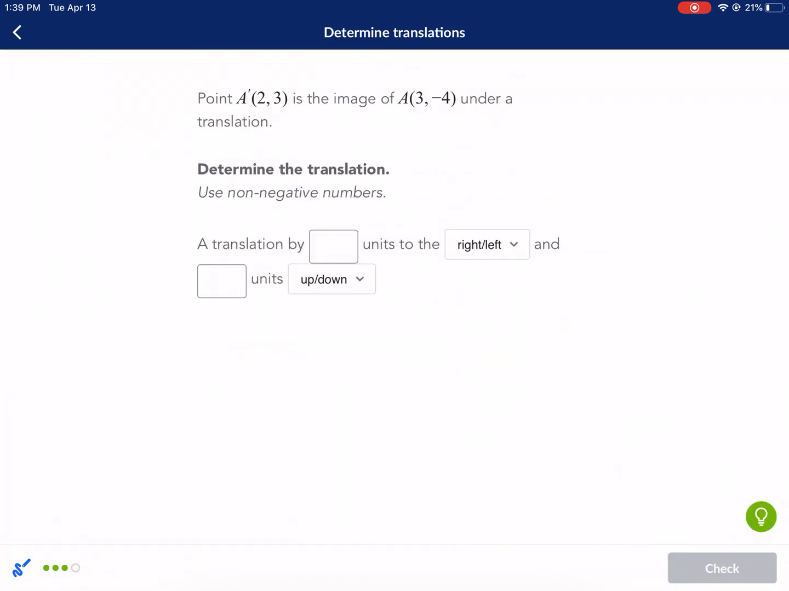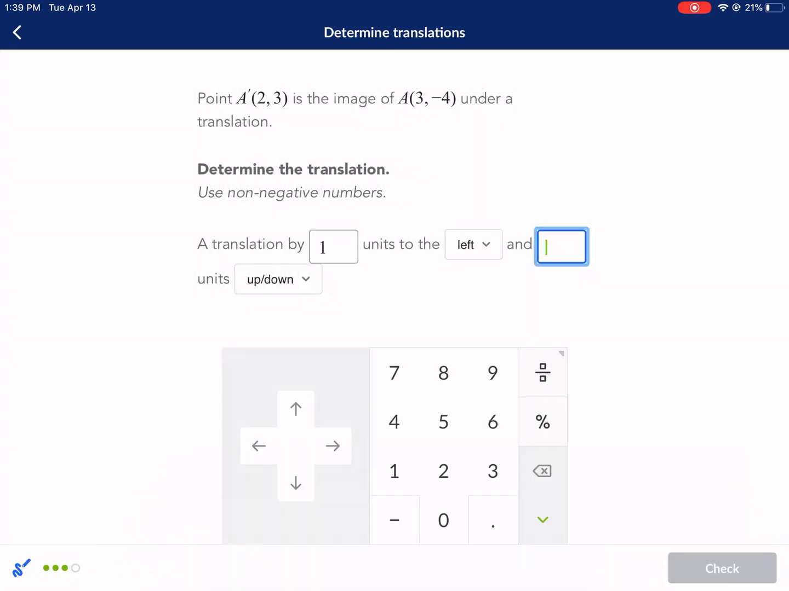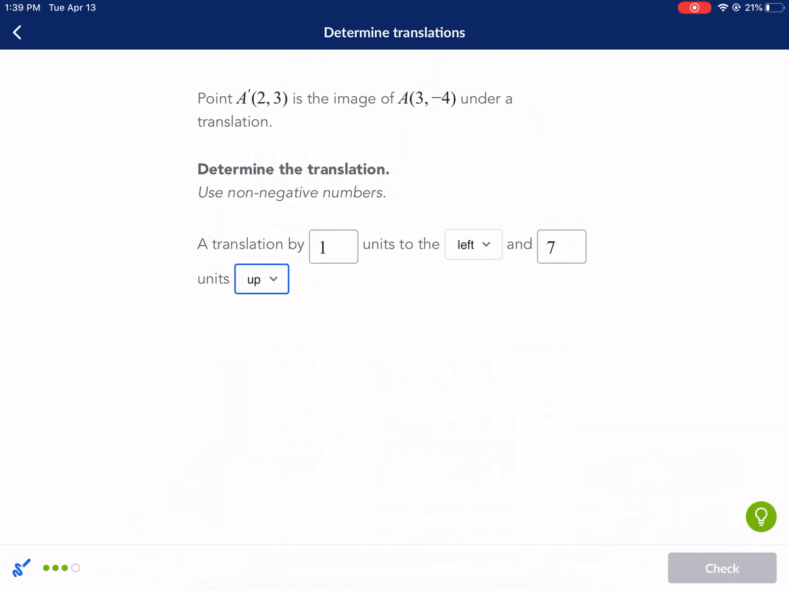All right, next one. We're seeing how the X's change from A to A prime. We're going to go the X's, left and right. We are going to the left 1 unit. That means we went from 3 to 2. That's -1, so that's to the left. Then we're going from -4 to 3. Okay, so for all you that struggle with this, it's -4, and then we're going to 3. That's +7. That's the change there. So that's 7 up. So we have 7 up from -4 to 3, and that's it.